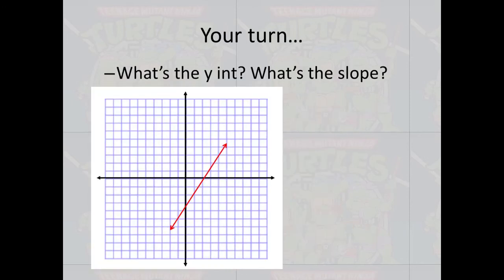All right, last one. It's your turn. What's the y-intercept? What's the slope? Here's a hint. To write an equation for this graph, you fill in these two blanks with the slope and the y-intercept. So I want you to hit pause, figure it out, and then I'll go over the answer.